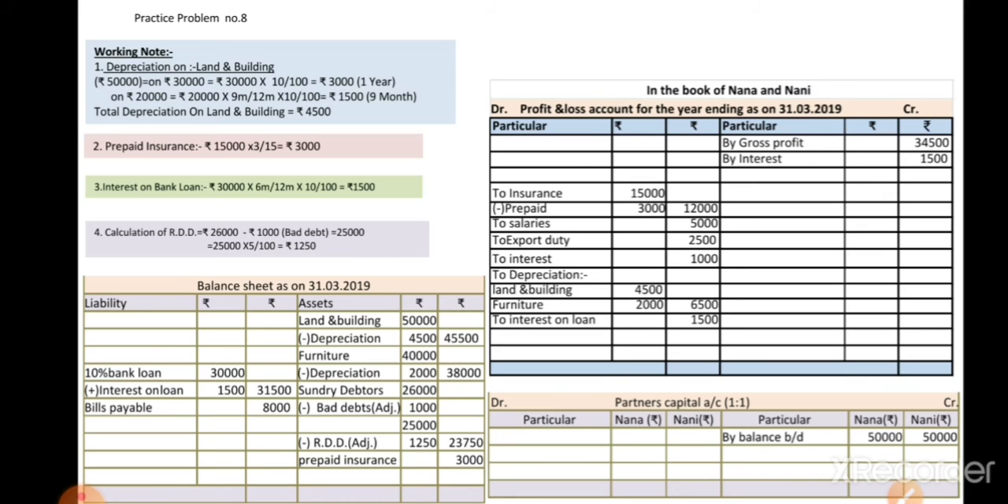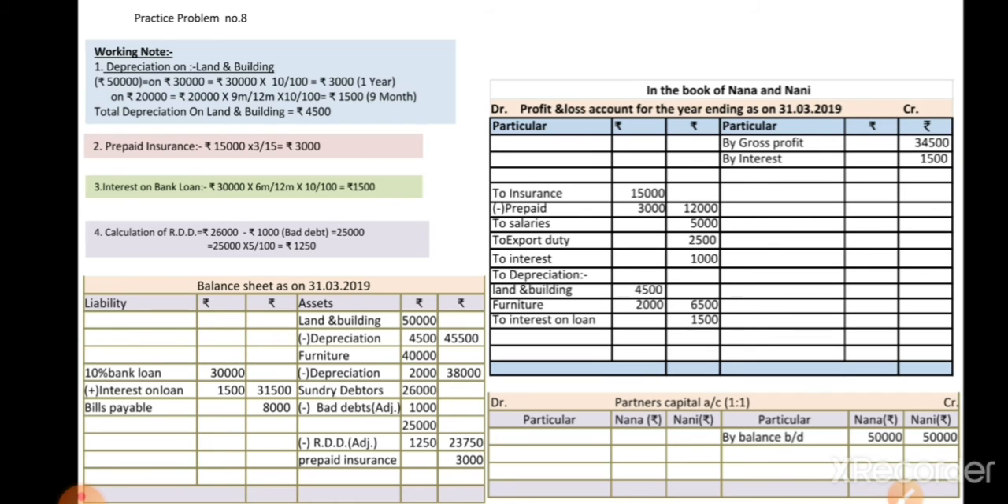Next, fourth adjustment: there is a write-off of rupees 1,000 for bad debts. Here, first of all, we deduct the bad debts in adjustment from the sundry debtors. In the balance sheet asset side we show the first effect of it. We deduct the new bad debts of rupees 1,000, so we get the balancing amount of rupees 25,000.